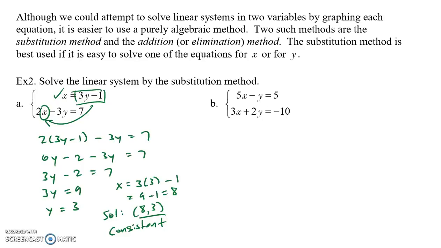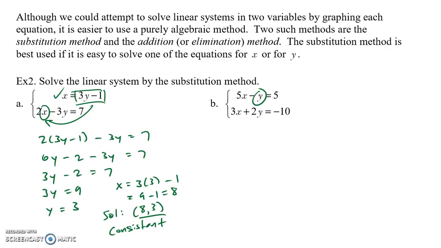We now move on to example 2, part B. We're solving linear systems by the substitution method. We have a system of equations where x and y are on the same side of each equation, but it's rather easy to solve for y in the first equation. So when you have a situation like this, you can often use substitution fairly easily.